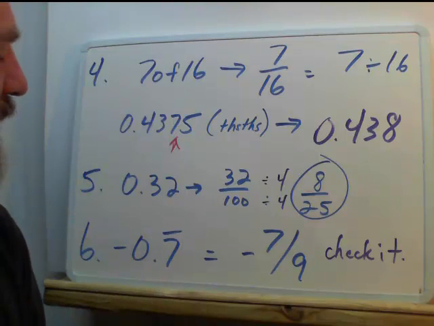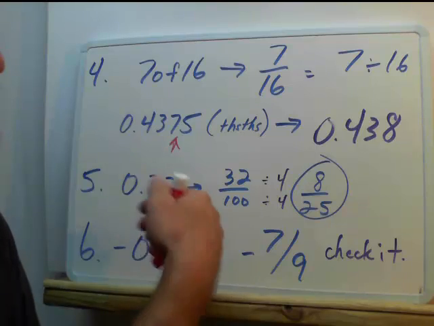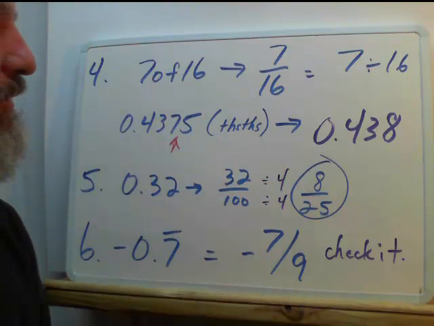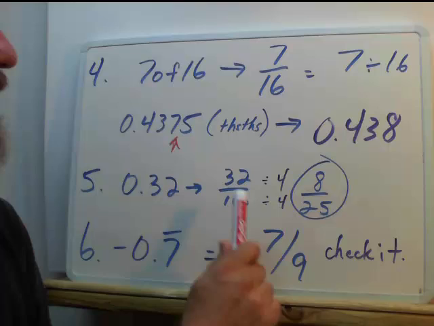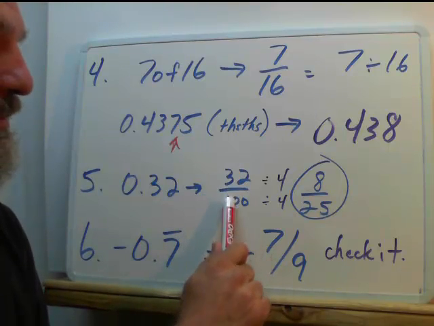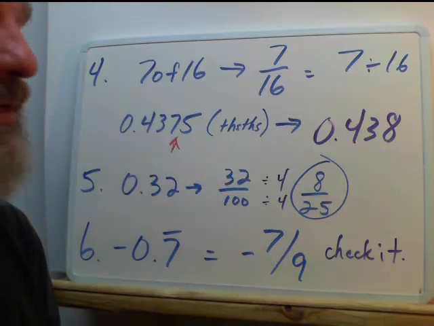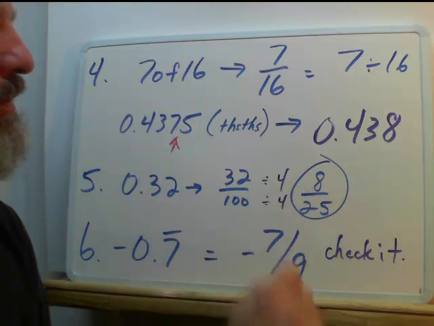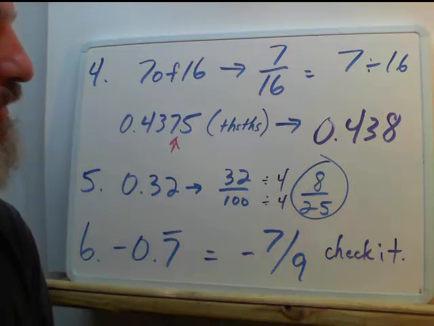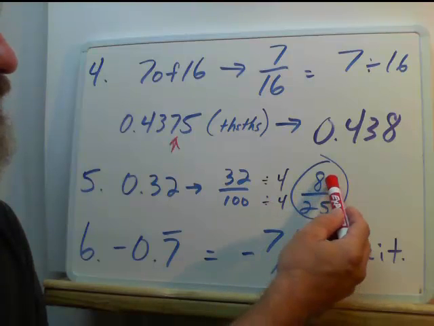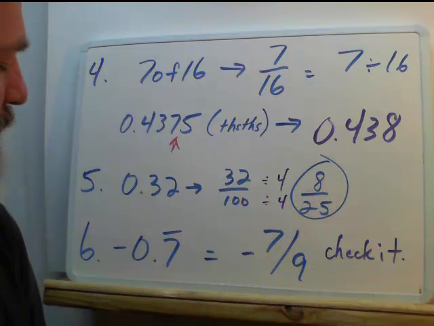Number 5, we have 32 one-hundredths, which automatically tells us how to put it into a fraction, 32 over 100. Some of you might just divide by 2 in both cases and then realize they're still even and divide by 2 again, or some of you might have just gone right immediately to 4. Divide both by 4 and we get 8/25.